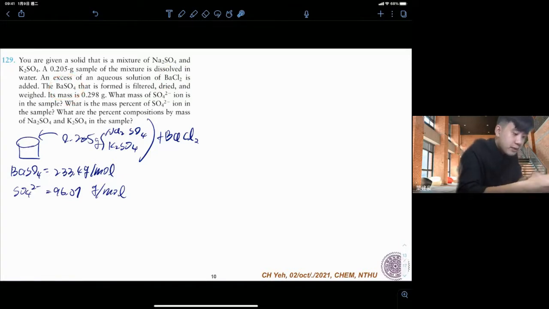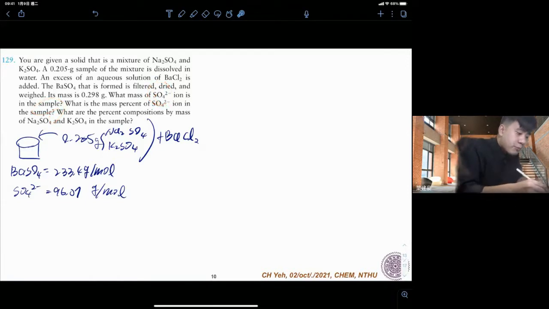So which means when we added the barium chloride into this mixture, it simply takes away the sulfate ions and forms barium sulfate. After the barium sulfate is formed, filtered, dried, and weighed, its mass is 0.298 g. Okay, what mass of sulfate is in the sample?